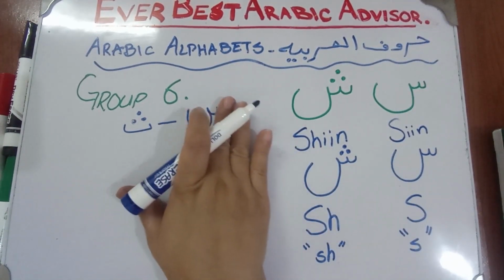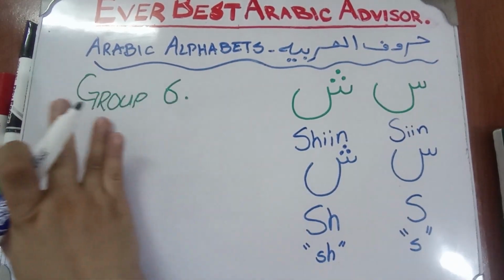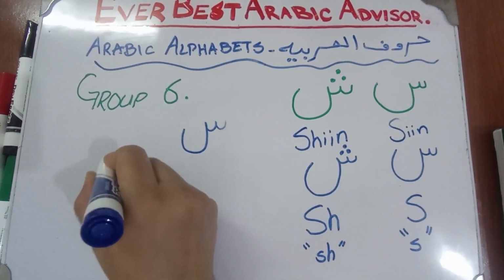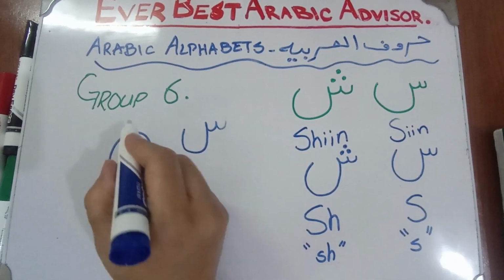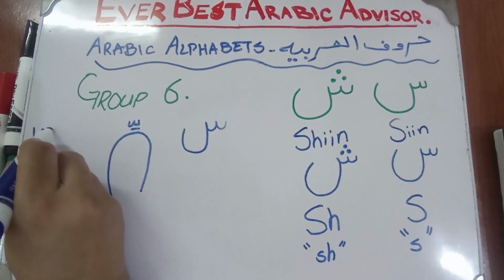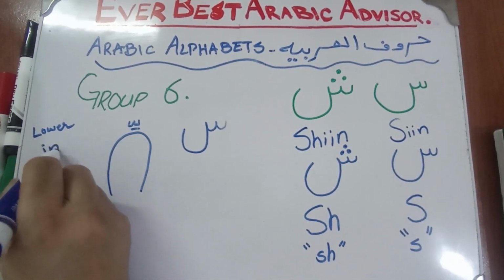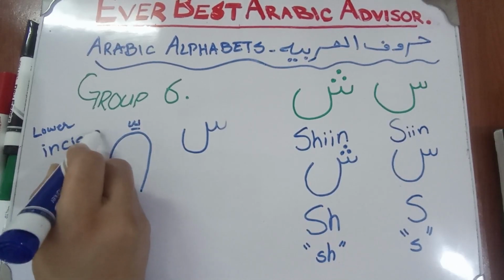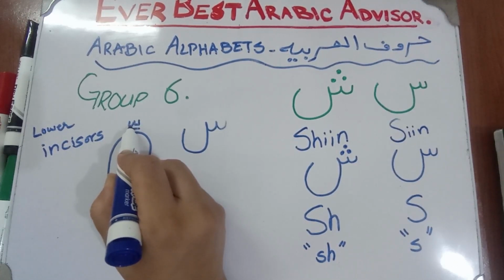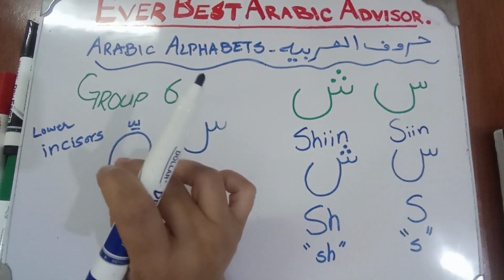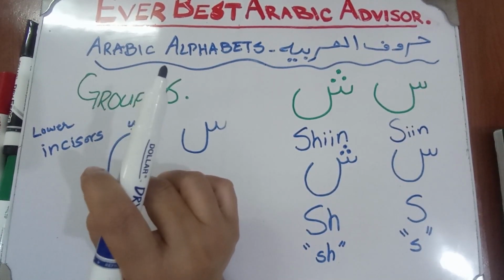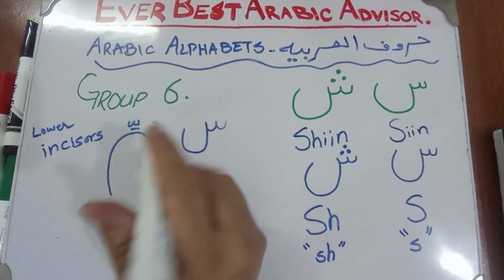Right now, let's learn about the articulation point. The articulation point of Sin is the tip of the tongue, but the tip of the tongue touches the lower 2 incisors. Lower 2 incisors. The tip of the tongue is placed at the inner plates of the lower 2 incisors, leaving a small space between the incisors and the tongue just to make a whistle. Yes, Sin. This is the articulation point of Sin.